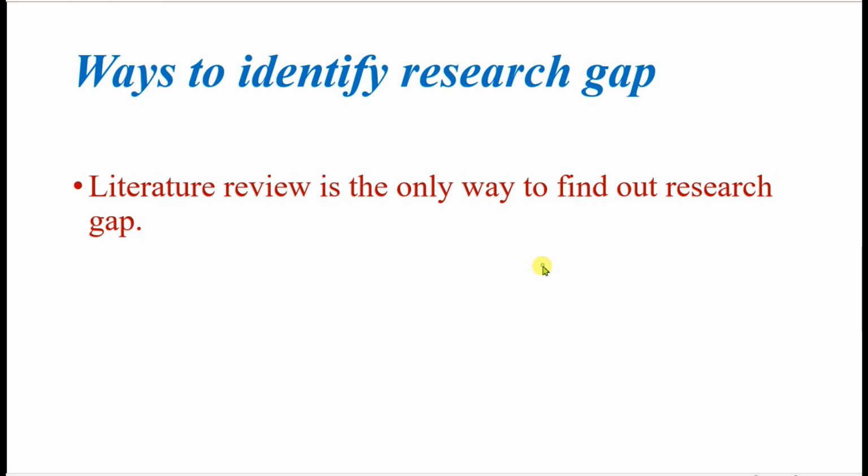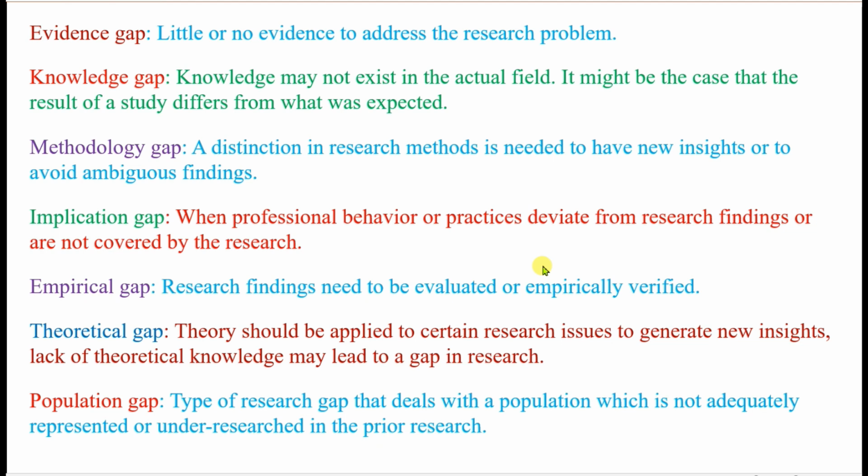And the most important thing is, what are the different types of research gap? There are several types of research gap. Here I want to mention 7 important types of research gap. The first one is evidence gap. Little or no evidence to address the research problem.